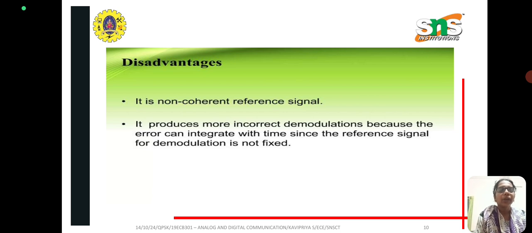The drawback is that it is a non-coherent reference signal. It produces more incorrect modulation because the error can integrate with time, since the reference signal for demodulation is not fixed. In ASK, FSK and BPSK techniques, we have a threshold value which is taken as a reference. Whereas in QPSK there is no reference value, so the error signal will also integrate, resulting in more error signals. The demodulation may result in incorrect values because of the absence of the reference signal.